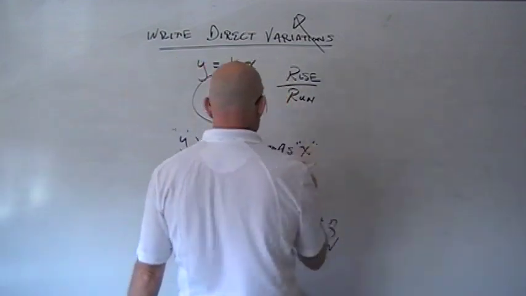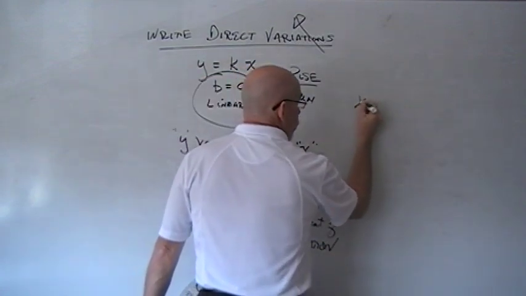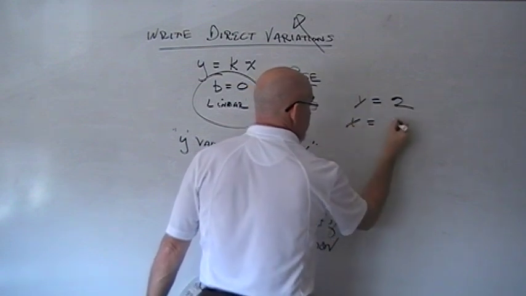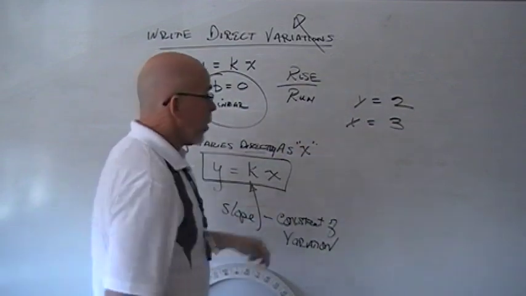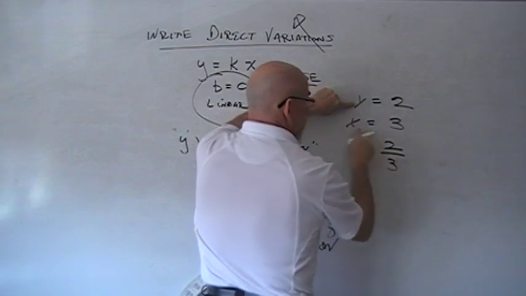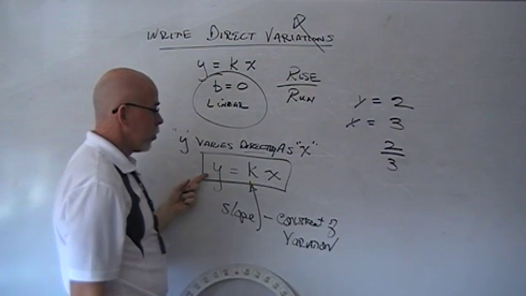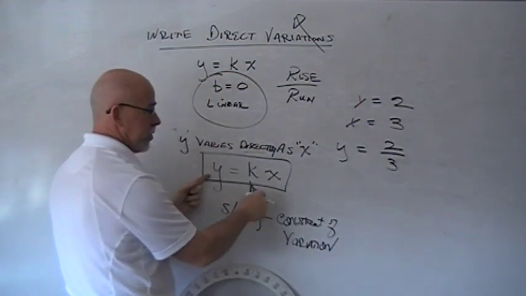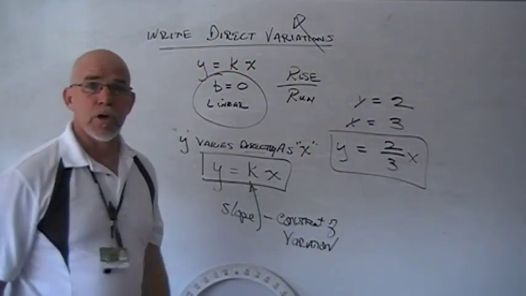If they tell you that y varies directly as x, and y is some number and x is some number, they want you to write the equation. Well, again, y's rise, x's run, and so the equation is y is equal to that slope, that constant of variation, that rate of change, times x. Write the equation down, go to the next problem.